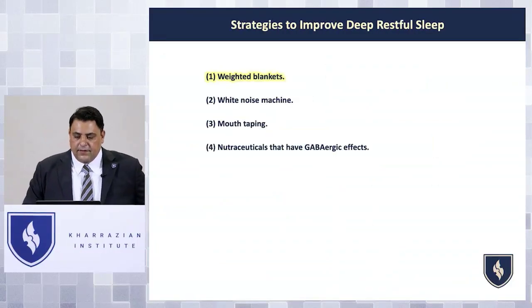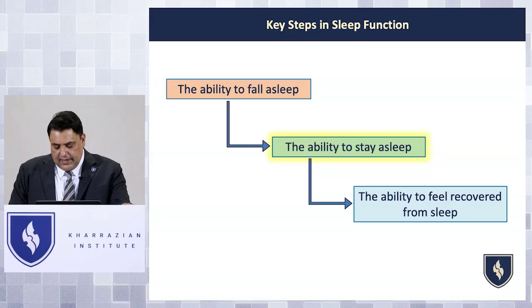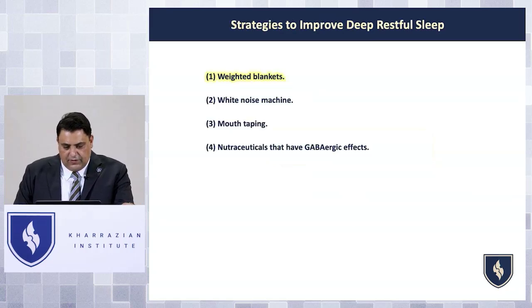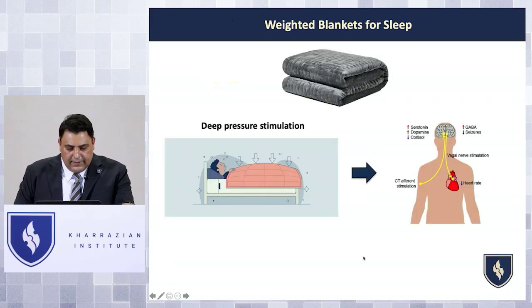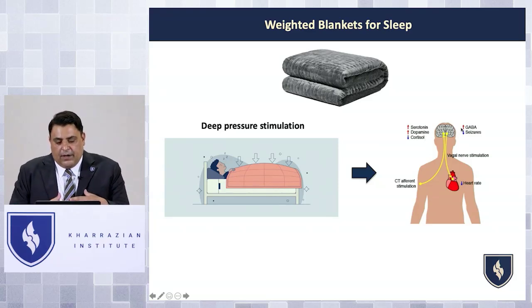And then for some strategies to help people be able to stay asleep at night, which can be very effective with fatigue patients, is using weighted blankets. So weighted blankets cause deep pressure stimulation, and these deep pressure stimulations have been shown to decrease cortisol, increase serotonin, dopamine, increase GABA. They have this like someone's hugging you, holding you effect on the body.